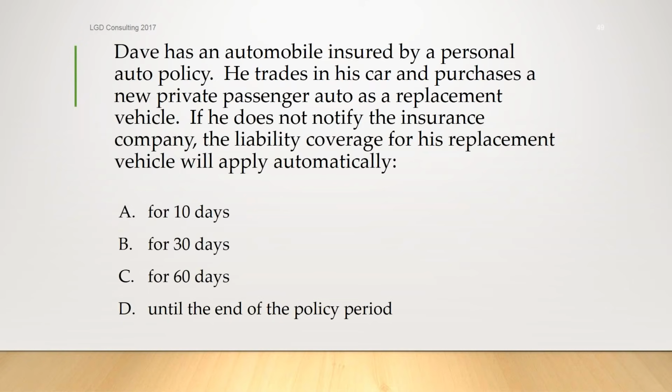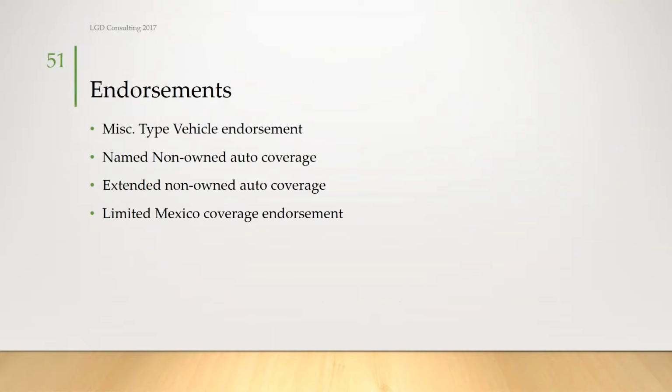Okay. So, sample test questions. All right. Dave has an automobile insured by a personal auto policy. He trades in his car and buys a new private passenger auto as a replacement vehicle. If he does not notify the insurance company, the liability coverage for his replacement vehicle will apply automatically until the end of the policy period. Remember, he's replacing a car, but he's not getting physical damage coverage. So he had one car, he replaced it with one car, and the risk hasn't changed. Now remember, if it's physical damage, he has to tell the insurance company within either 4 or 14 days.